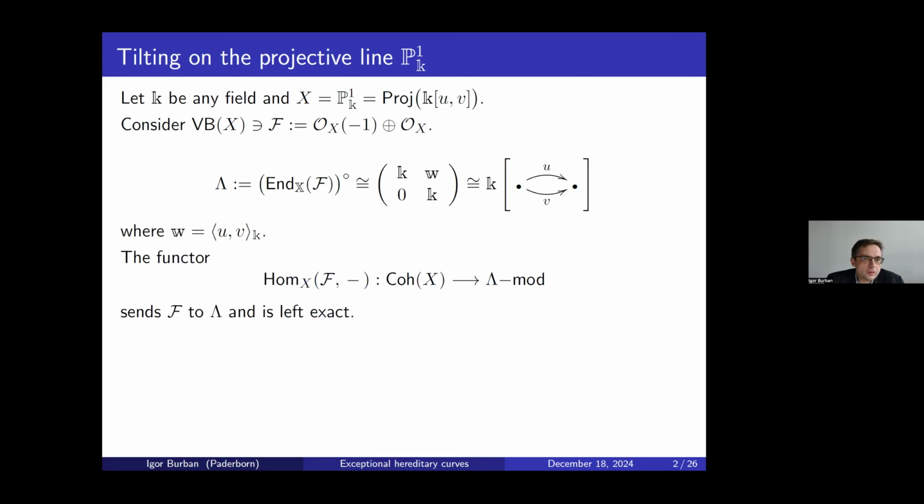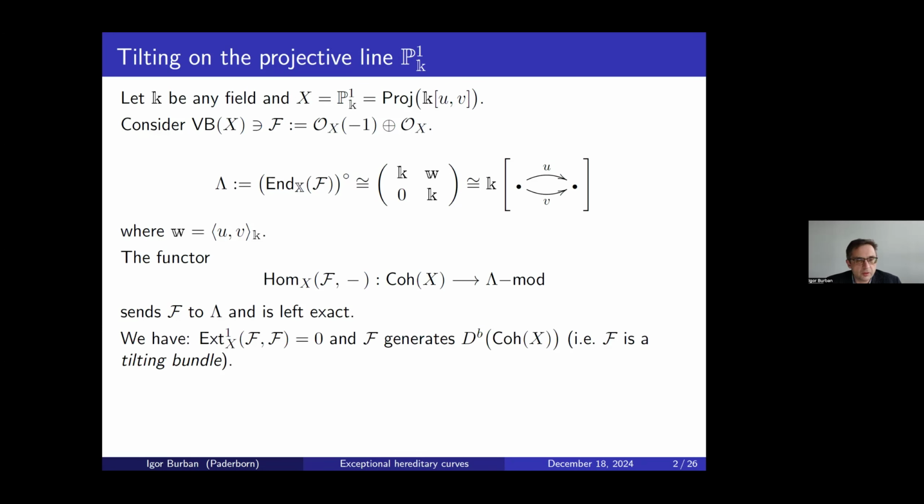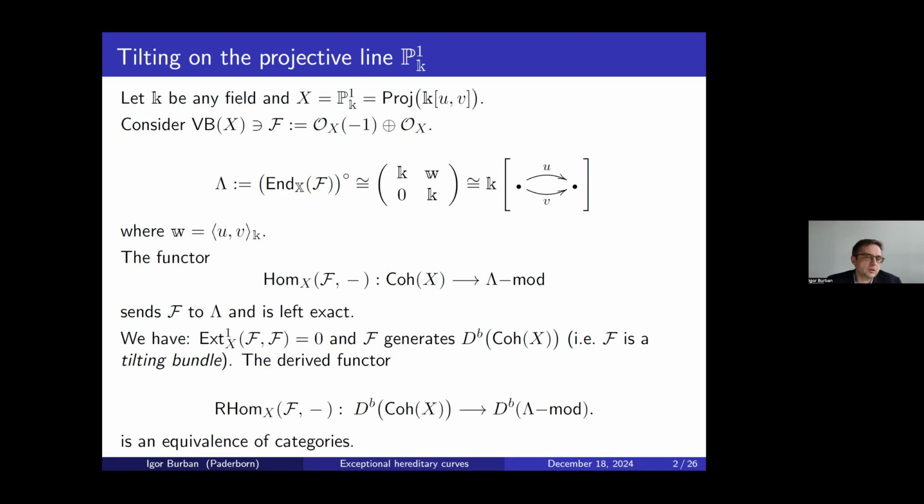Then, having such an object F, we can consider the corresponding Hom functor. This functor sends F itself to the regular module, and is left exact. We can derive a left exact functor. And the point is that the derived functor is an equivalence of triangulated categories.